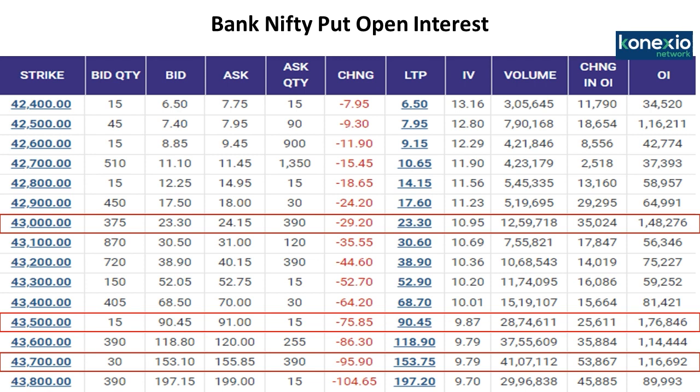Implied volatility is between 9.79 to 10.95. Now here you can see there is a strong concentration of volumes and open interest in the strike price of 43,700, 43,500. So on immediate basis, we feel that 43,700 could act as an immediate support. If it breaks, then 43,500 could act as a second support.